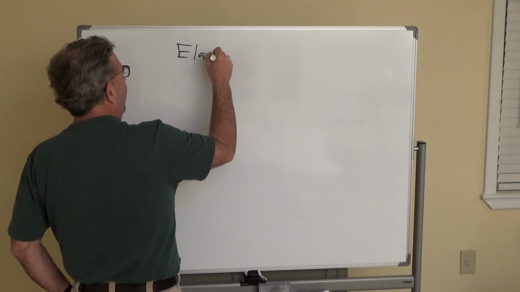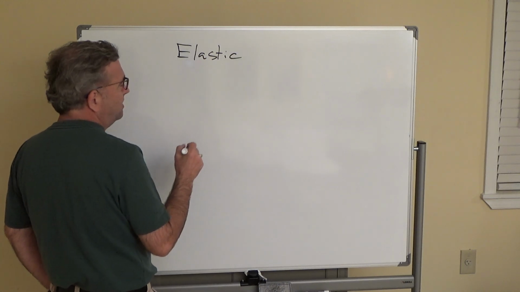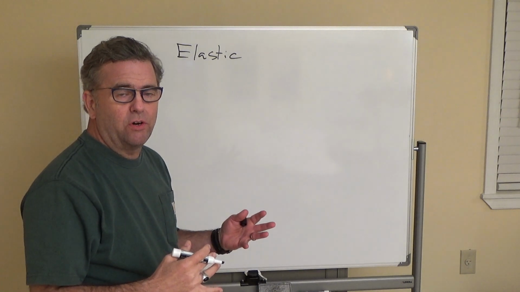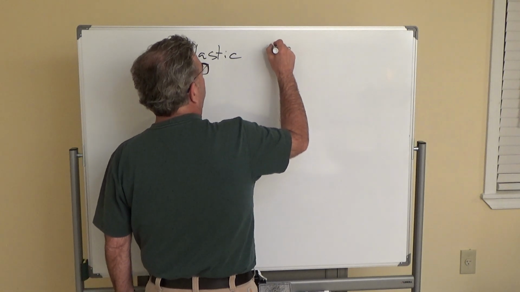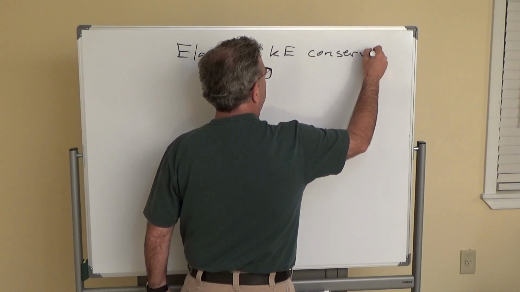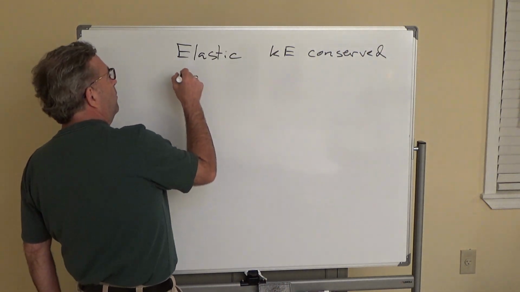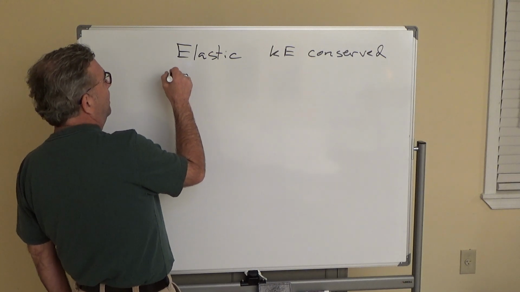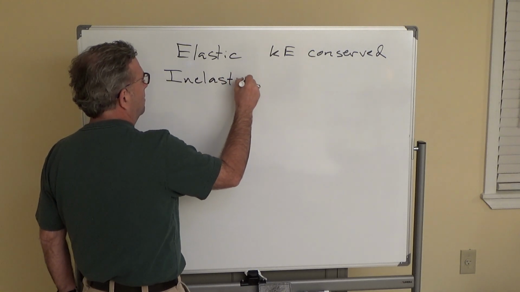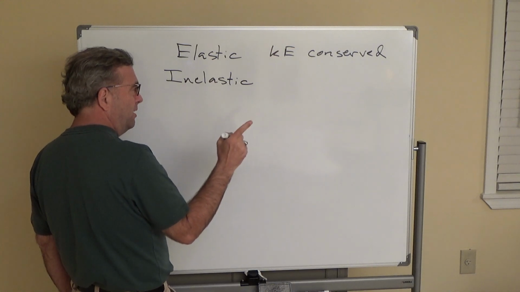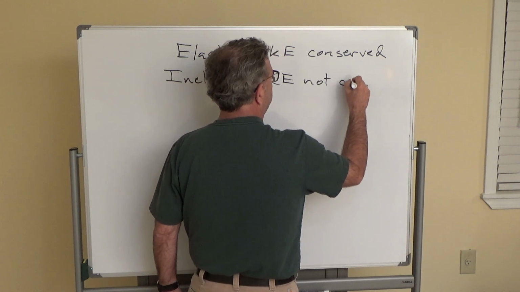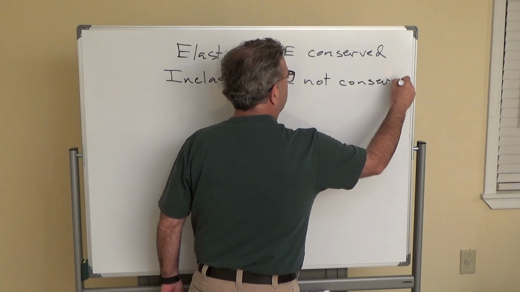First is an elastic collision. An elastic collision is one that conserves momentum. Momentum is always conserved, but this one also conserves kinetic energy. So kinetic energy is conserved. We can also have an inelastic collision. Momentum is conserved, kinetic energy is not conserved. Okay?